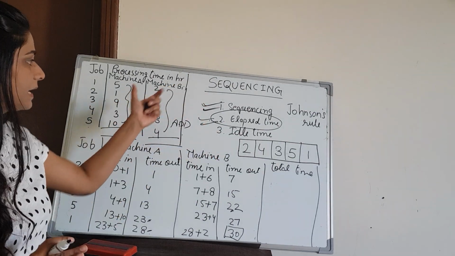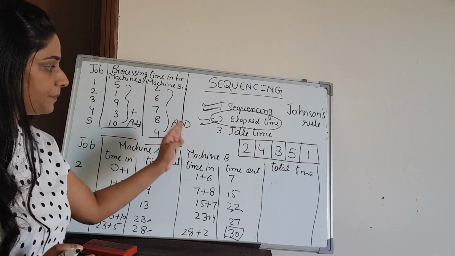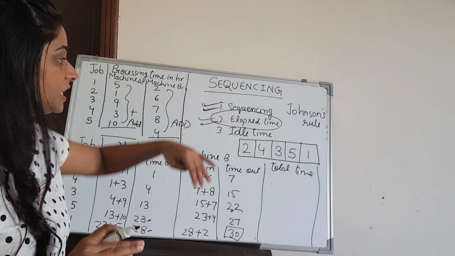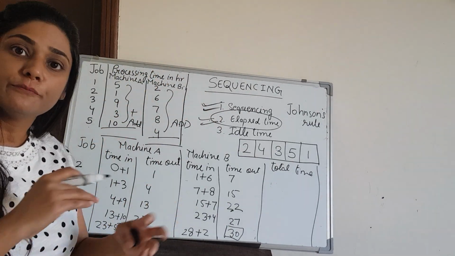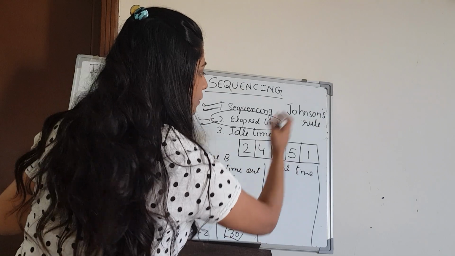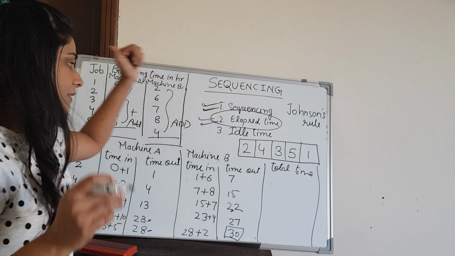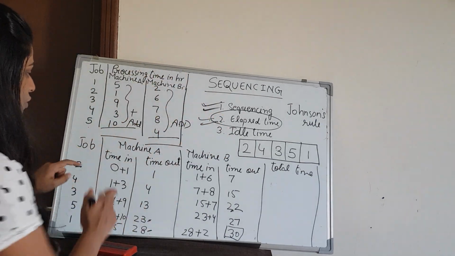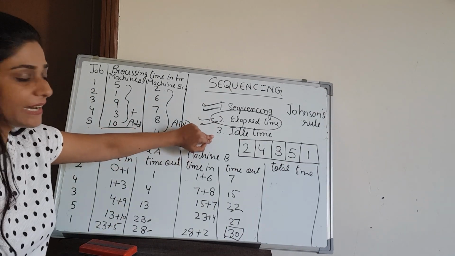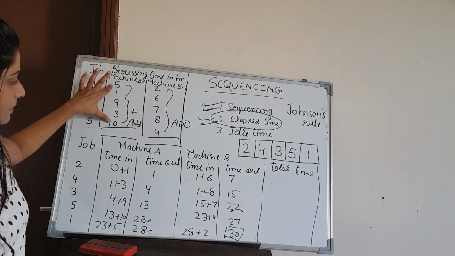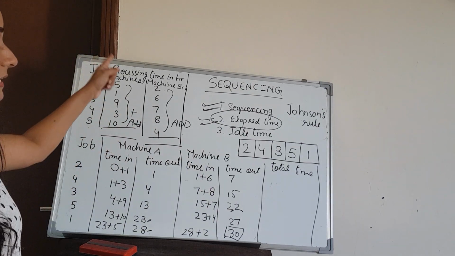We calculated sequencing. First, the sequence: minimum time of machine A and minimum time of machine B. If we are getting the minimum time from machine A, we will start filling from the starting, and if we are getting the minimum time of machine B, we fill from the last ending point. This way we will find our job sequence. Second, we will calculate elapsed time by this table. And third, we calculated idle time. We just add all this time and subtract it from the elapsed time. That will be the idle time of machine A.